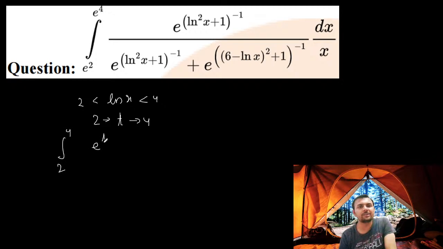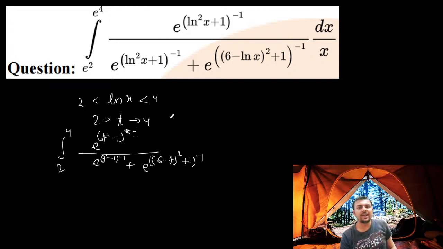Now this is 2 to 4, (e to the power t square minus 1) whole square upon (e to the power t square minus 1) to the power minus 1, plus (e to the power 6 minus t) whole square plus 1, to the power minus 1, and dt, since dx by x is simply dt.